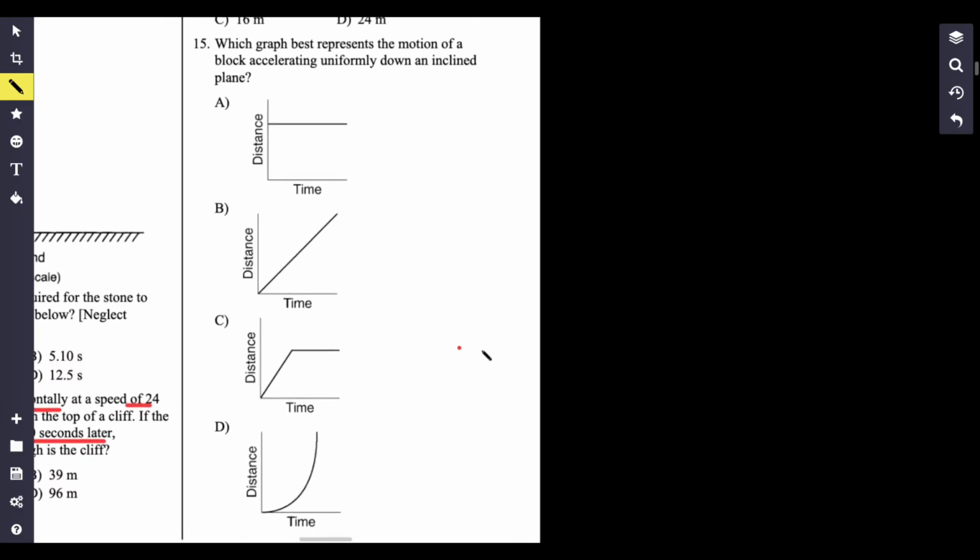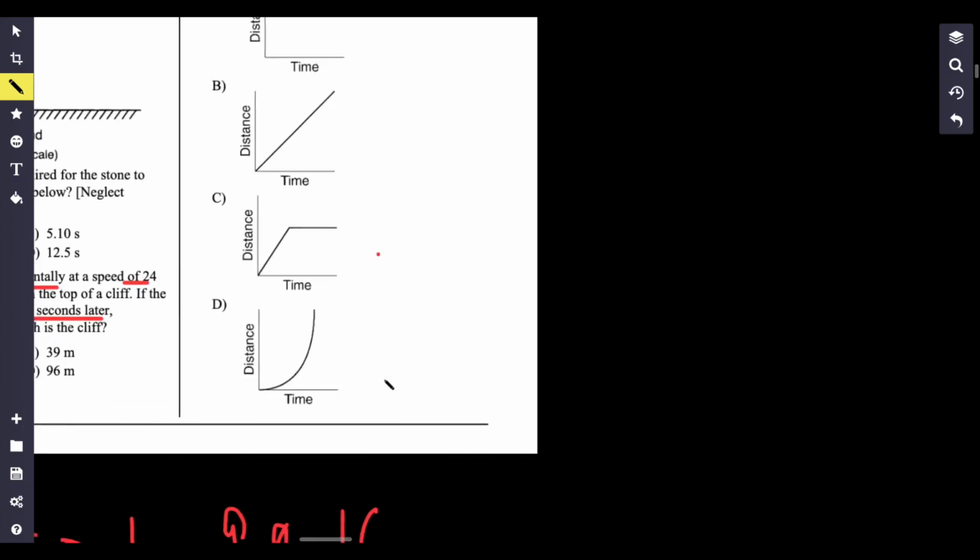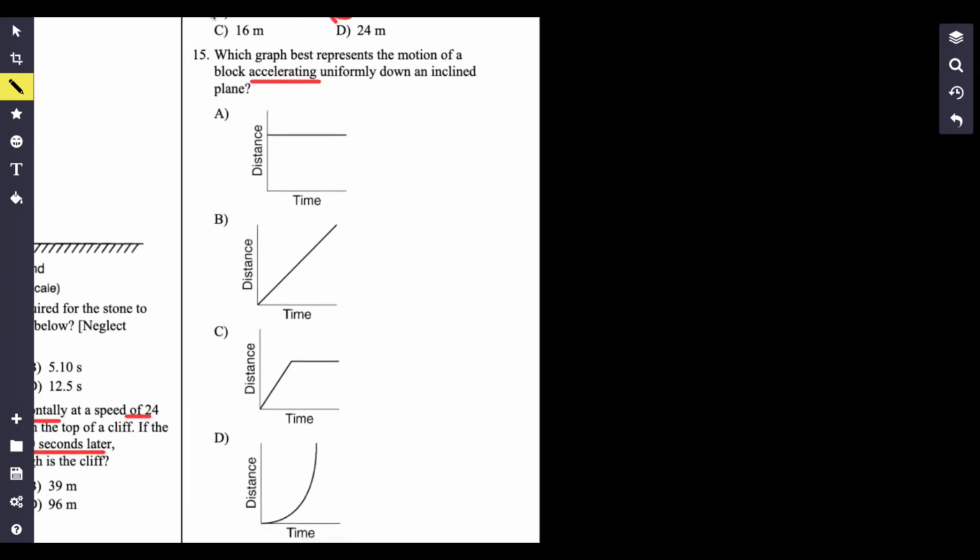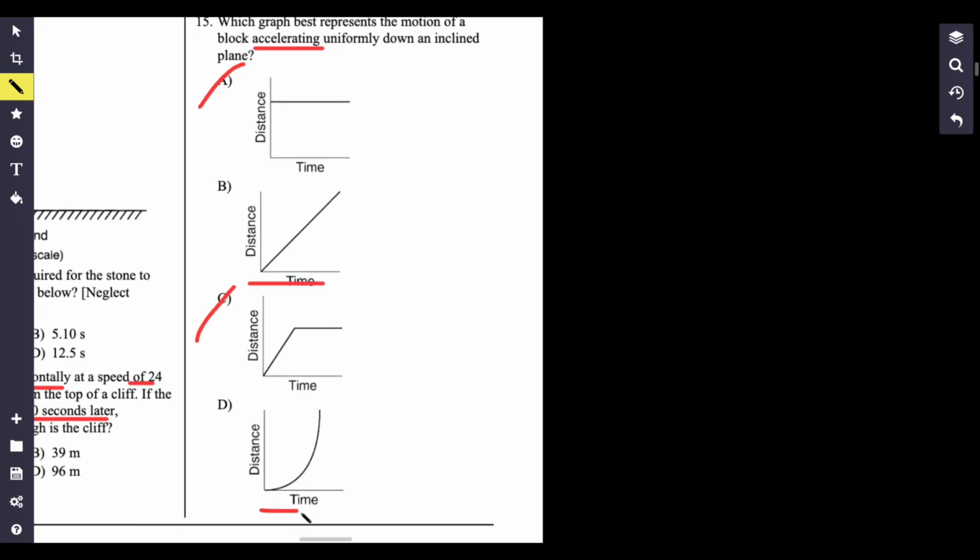All right, which graph best represents the motion of a block accelerating uniformly down an inclined plane? Accelerating uniformly. So which answer do you think this one would be? Well, obviously, if the distance is staying the same, our object isn't accelerating. And so is this. This is not uniform. So this is going to be between B and D.